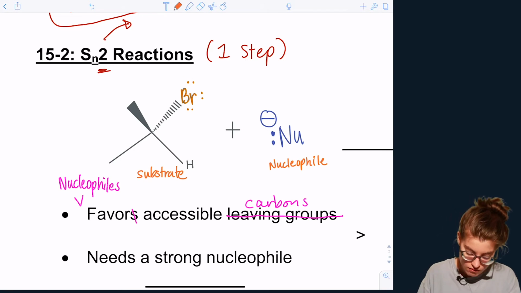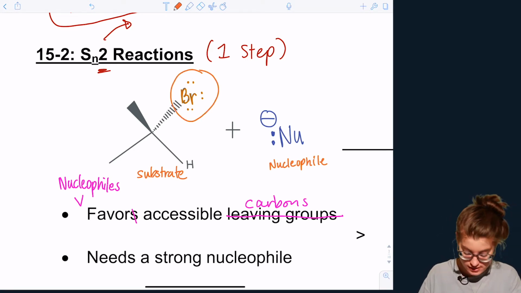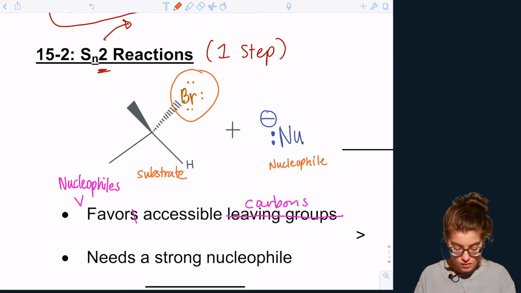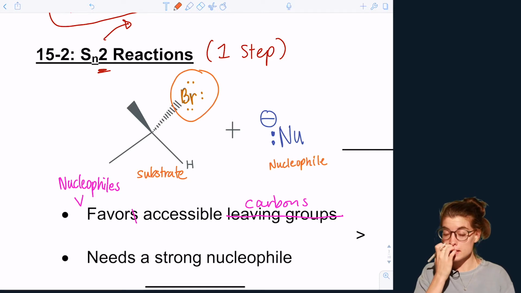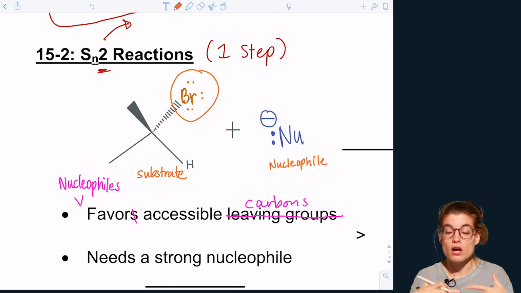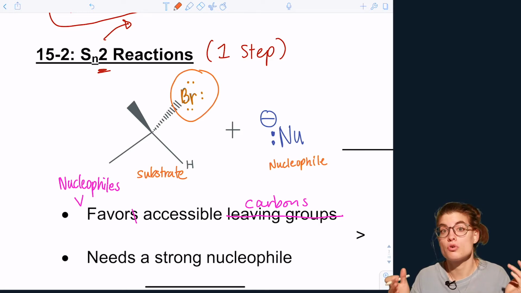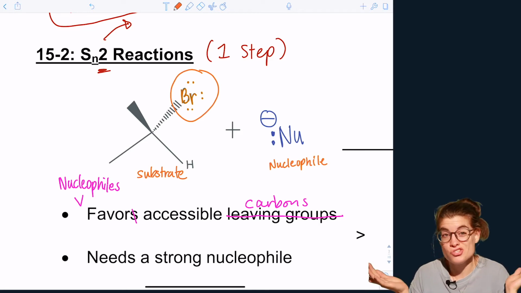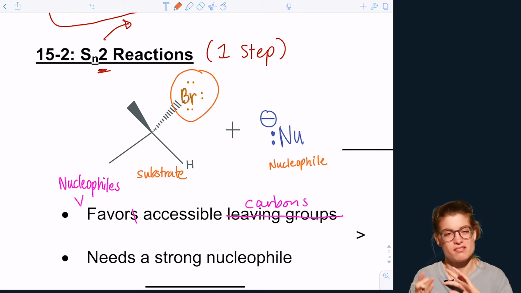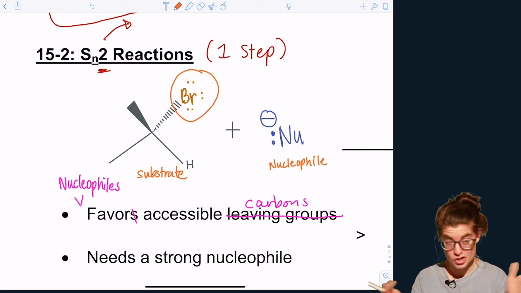So we have this. What the heck is that? Well, it's a halogen. We know it's a halogen. Specifically, on a substrate, we call that the leaving group. Very often, leaving groups are halogens. Halogens are good leaving groups, except for fluorine, not fluorine, okay? So iodine, bromine, chlorine, those are all decent, they're good leaving groups.